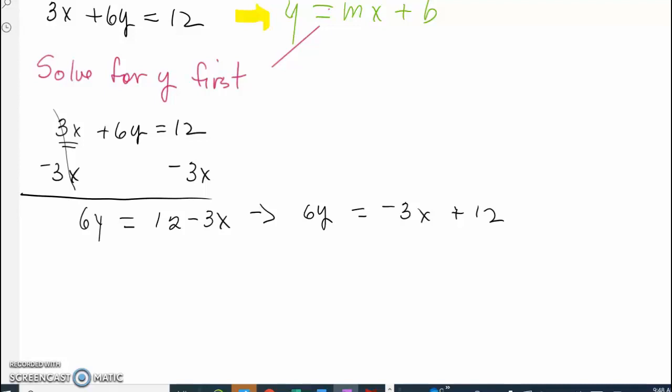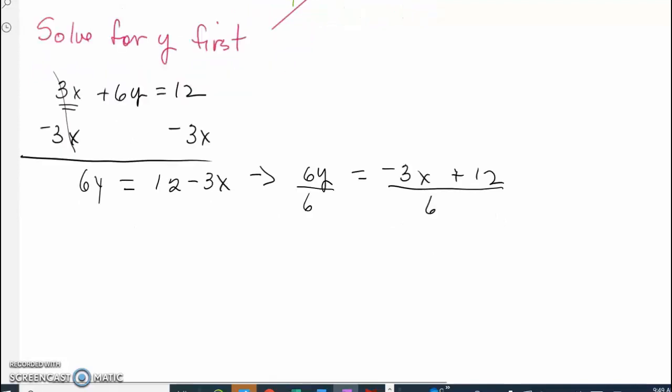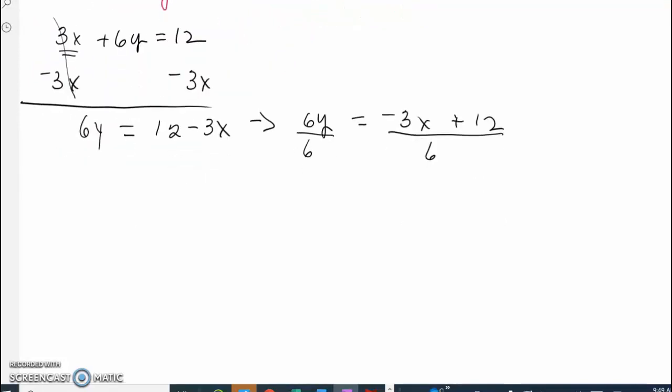All right, we still want to solve for y, which means now we have to divide both sides of the equation by 6. But be very careful. When you divide both sides of an equation by 6, you can now separate the right side. So then we get y equals minus 3x over 6 plus 12 over 6. Why am I separating it? So I can put it into the form of y equals mx plus b.